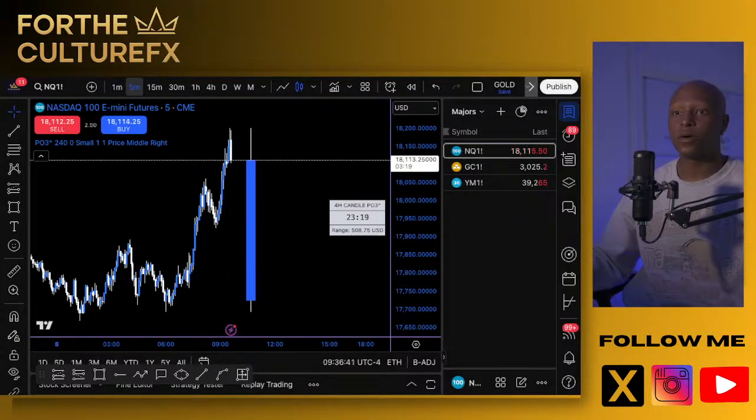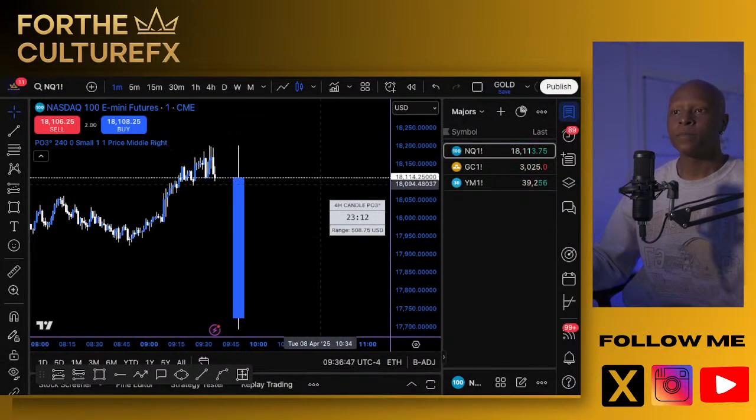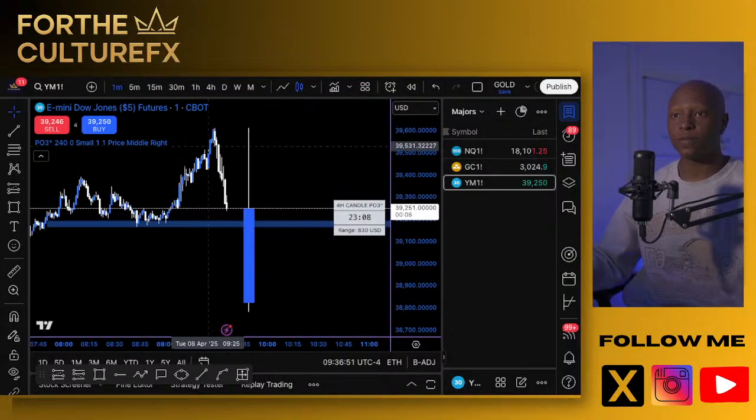Let's take a look at what our 5-minute candle is doing. 5-minute candle appears to be pretty bearish here, but we are still in an overall bullish market structure.